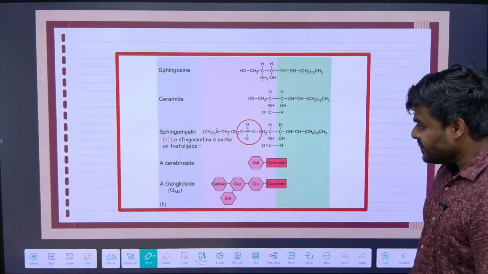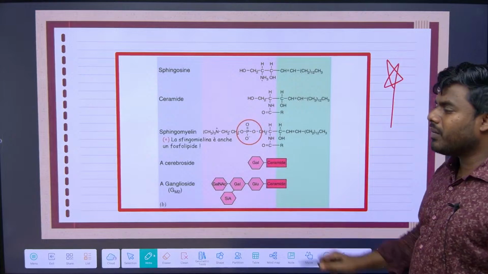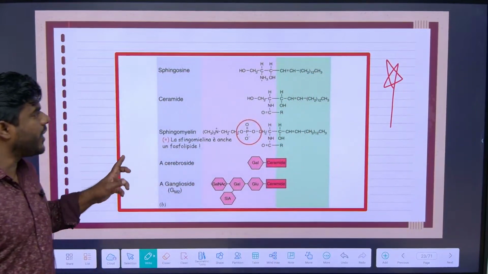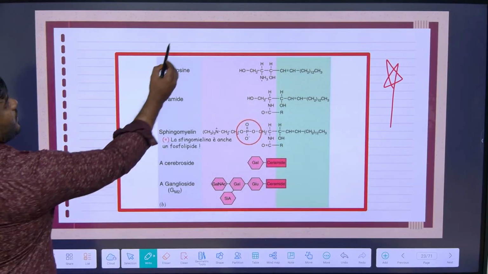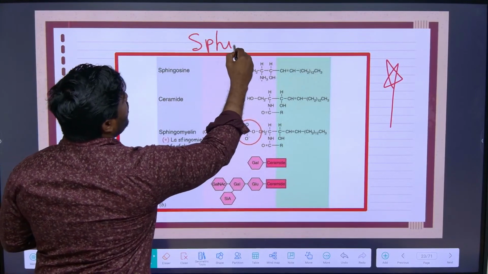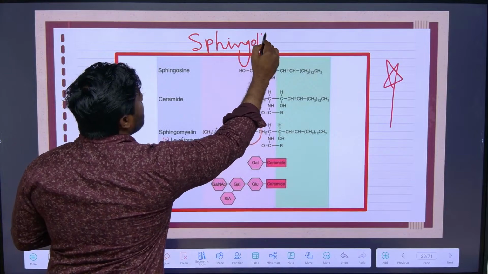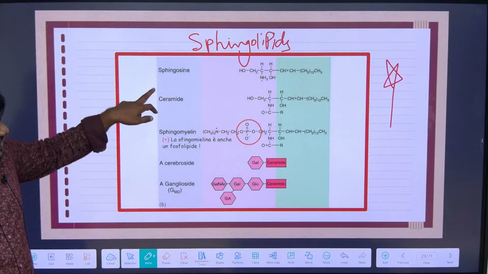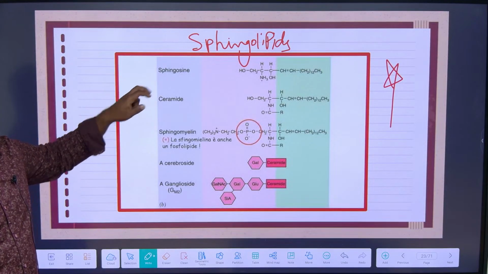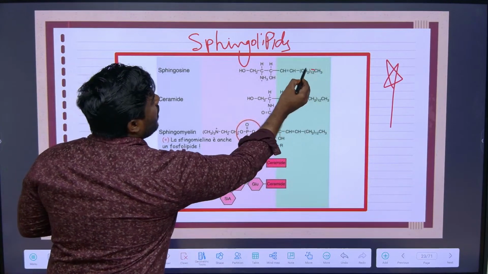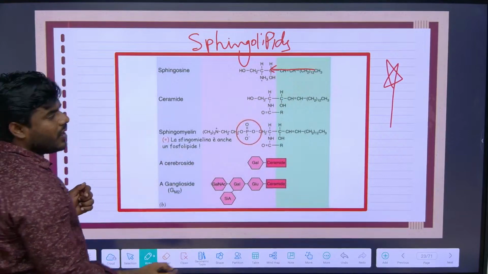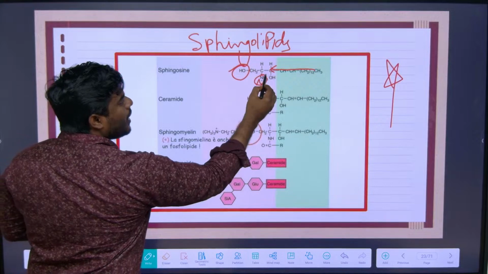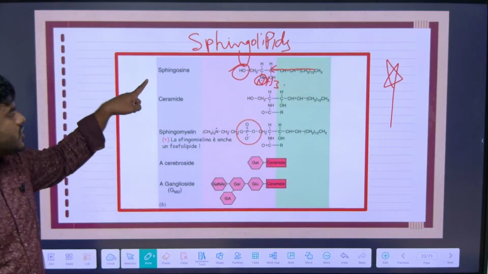We'll see that. Now I am summarizing all here. Whoever has doubts, please look into this very correctly. We are talking about the sphingolipids. You no need to focus on the structure, don't worry. Instead of the structure, focus on the structural features. If you observe sphingosine, what does it contain? It contains a long hydrocarbon tail and a polar domain with what group? Amino group. This is called sphingosine.